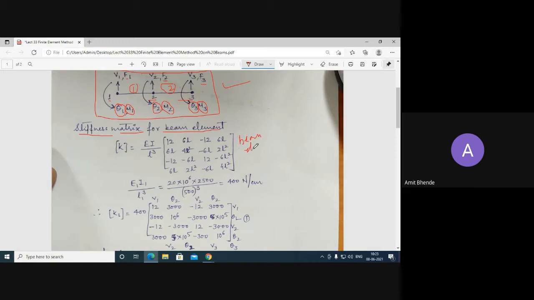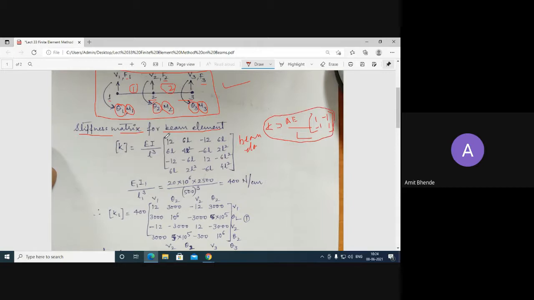Beam element. Now we know the element stiffness matrix for 1D element. So for the 1D element, it is AE by L into [1, -1; -1, 1]. So this is the element stiffness for 1D element.